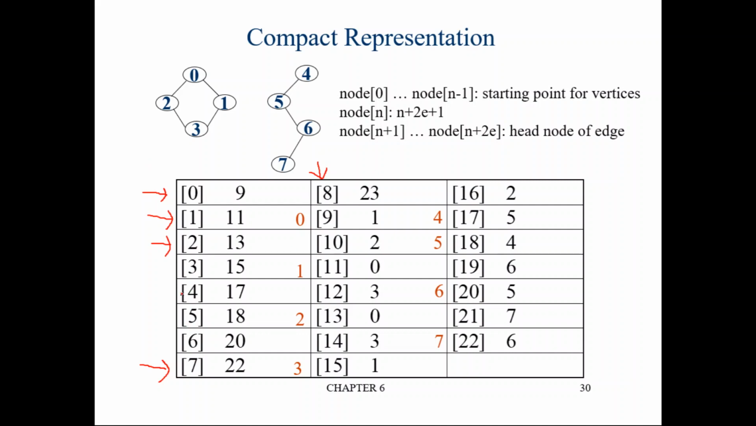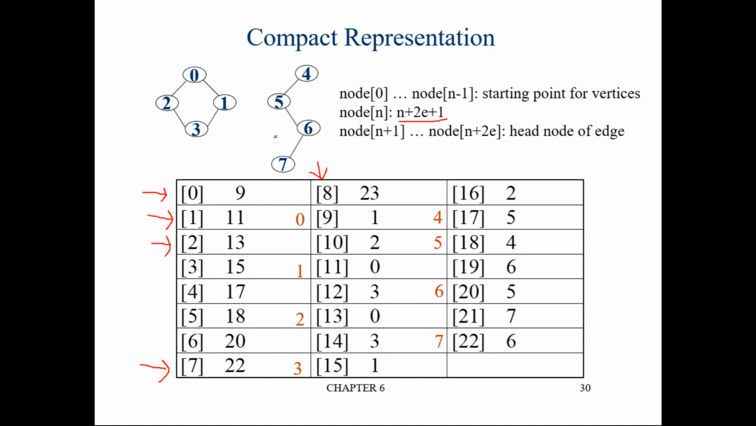So the last vertex is 7. After the last vertex, what do we have? 8. That should be filled with n plus 2e plus 1. What is n plus 2e plus 1? Already we discussed, that is 23. So that will be filled with 23. Actually, we don't have any 23 location. That is the end of the array. There is no such location, it is beyond the end. The end is 22. That 23 will come here. Right? Fine.